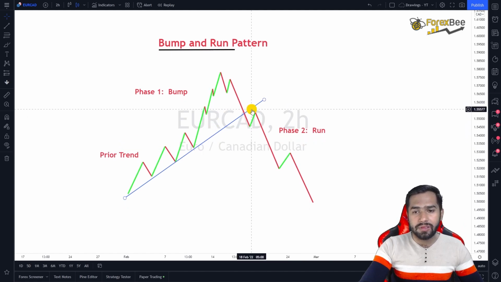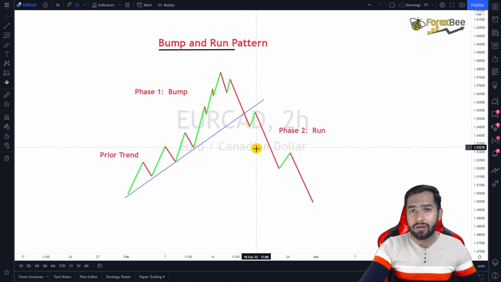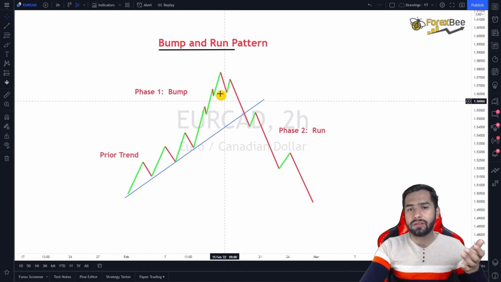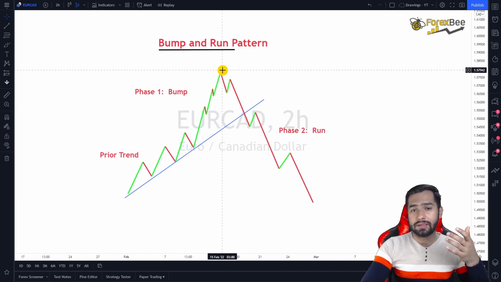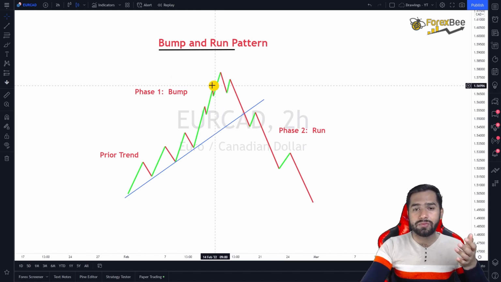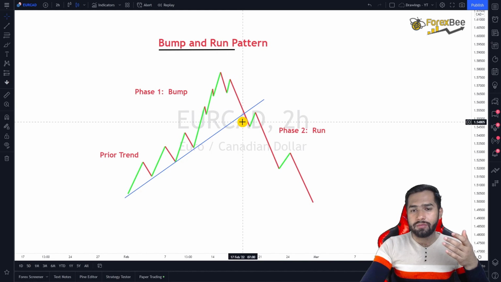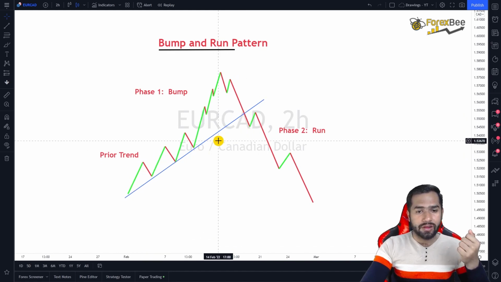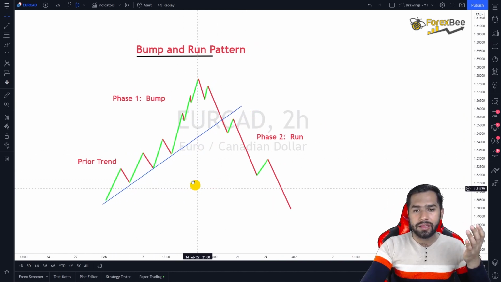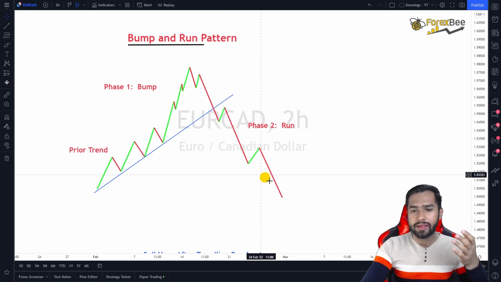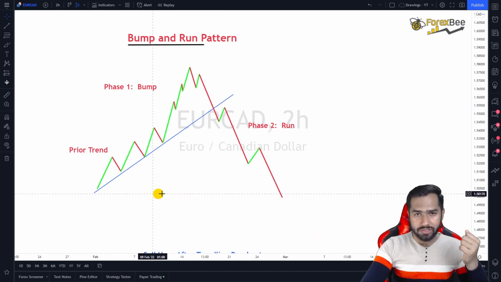And then the second phase is the run, in which we take our position. And there are two ways we can trade using the bump and run pattern. The first one is we look for the trading opportunity at the end of this bump, or we can also wait for the market to break below this trend line that is formed by joining these higher lows, and we take our short position here and target the beginning of this chart pattern.